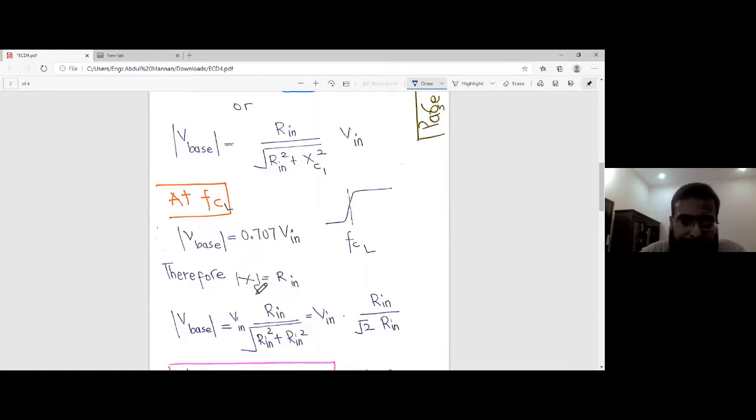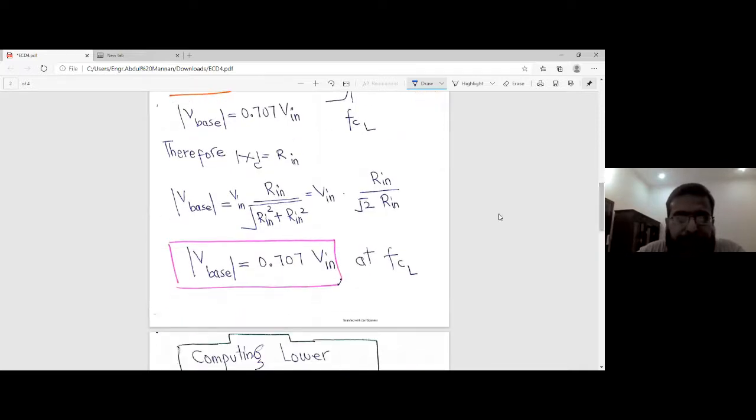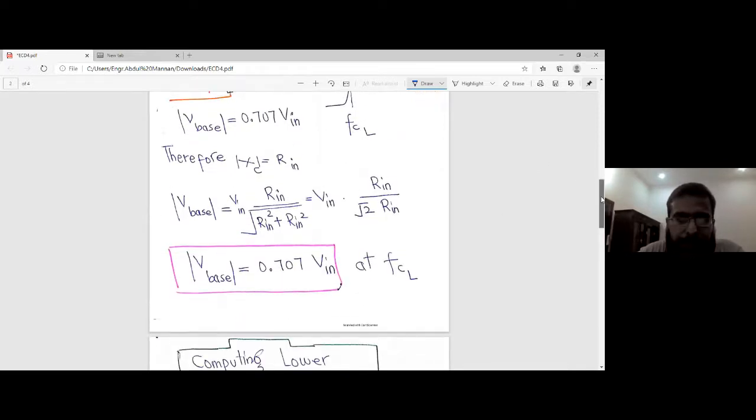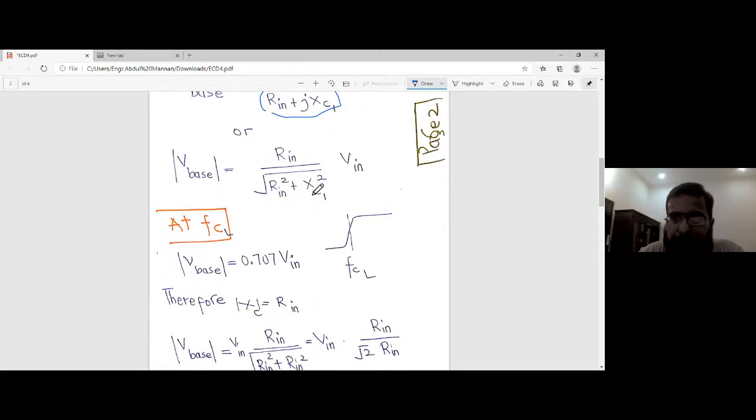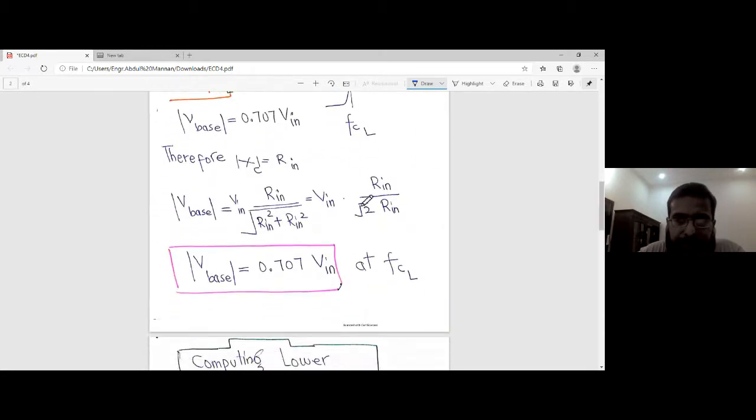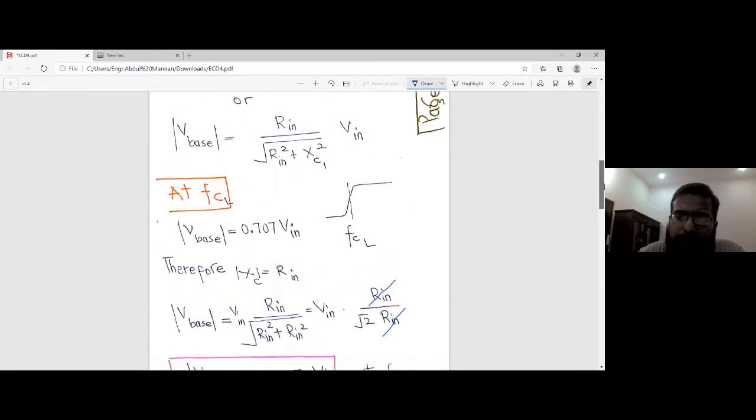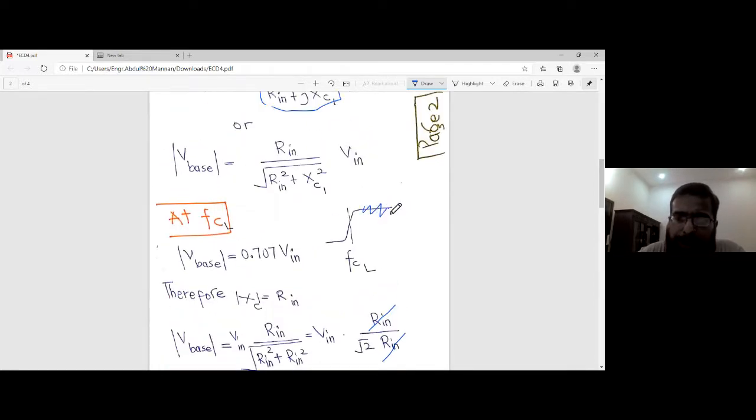Since Rin is constant but Xc isn't, the magnitude of Xc depends on frequency, because this is 1 over 2 pi Fc. So if we put Xc is equal to Rin in this expression, we get this, and this Rin cancels with this Rin, and we are left with 0.707 times V in at FCL. So the voltage gain at FCL is 0.707 times the voltage gain it was during mid-band, in this band.